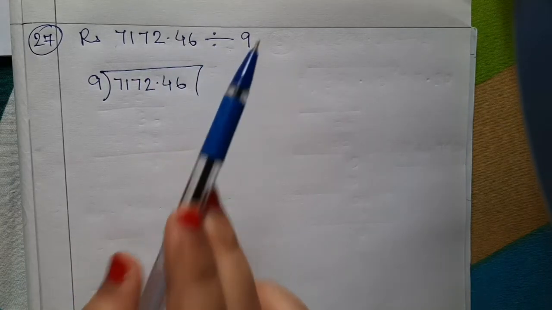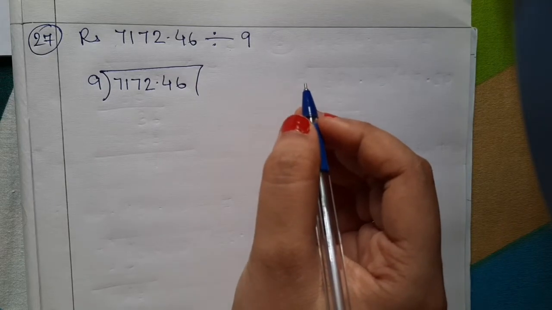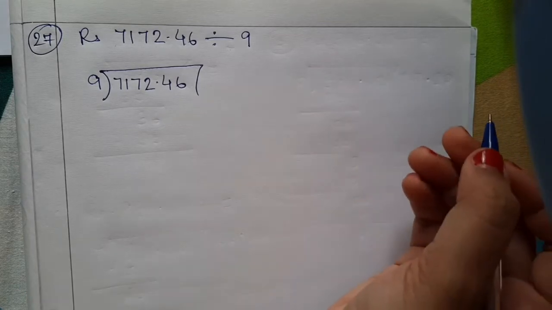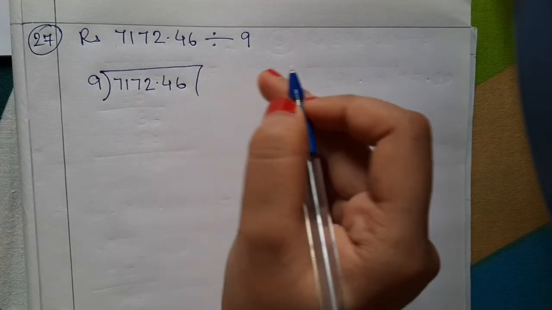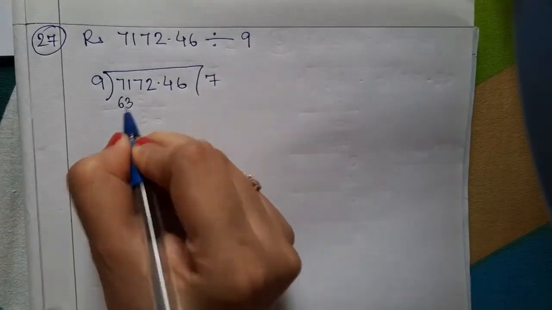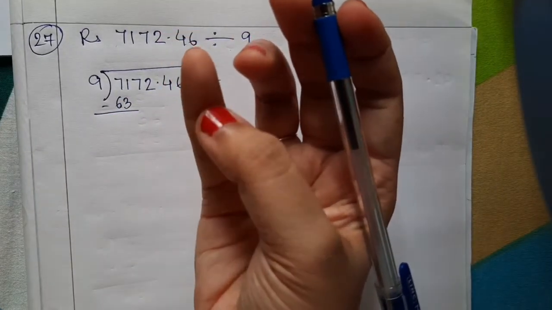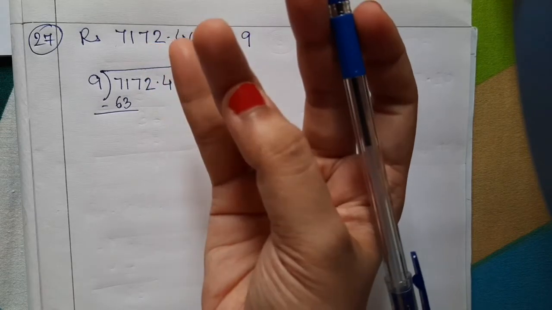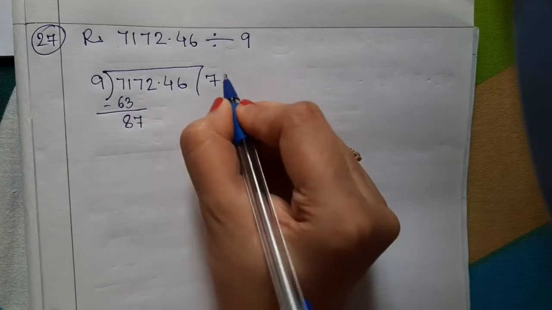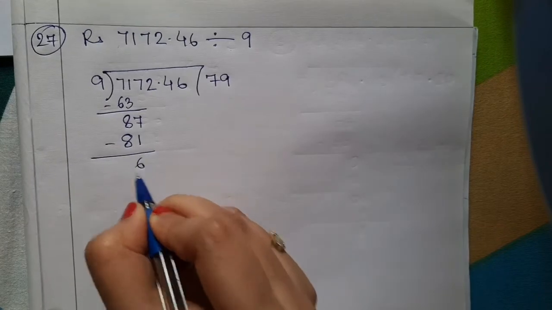7172.46 divided by 9. 9 5s are 45, 9 6s are 54, 9 7s are 63. 9 7s are 63, 9 8s are 72. So 9 7s are 63 minus 63, minus 71, 63, 64, 65, 66, 67, 68, 69, 70, 71. 8. 9 9s is 81.